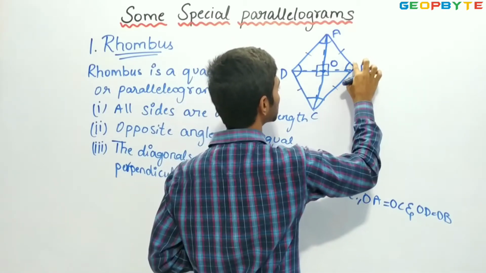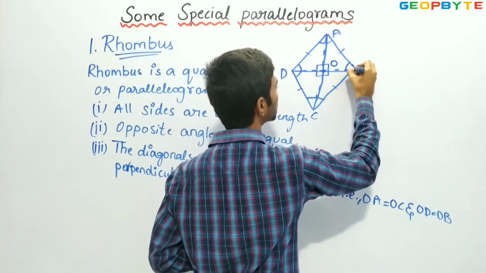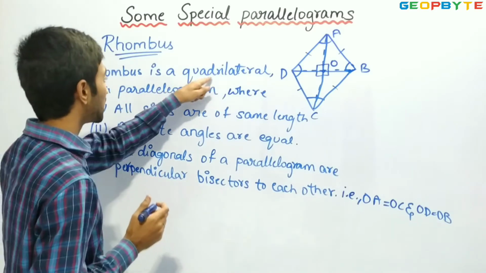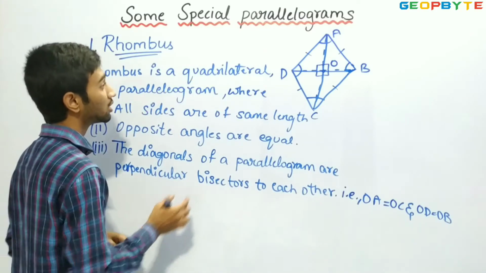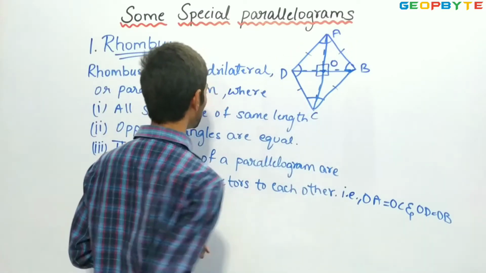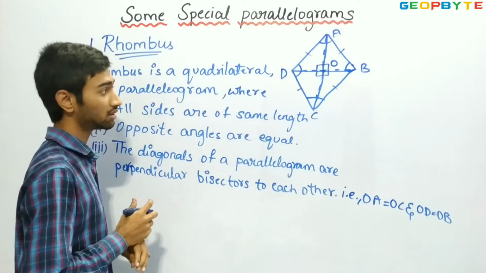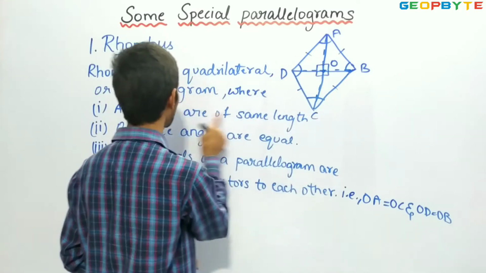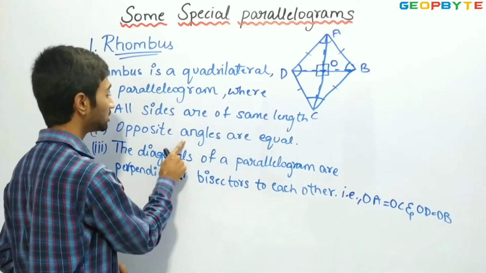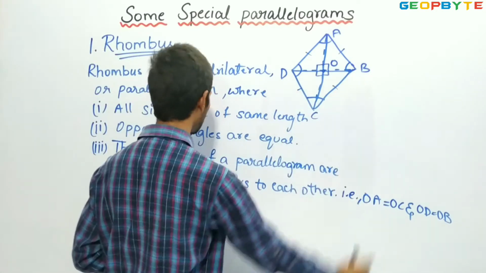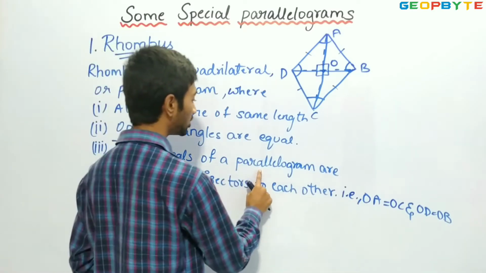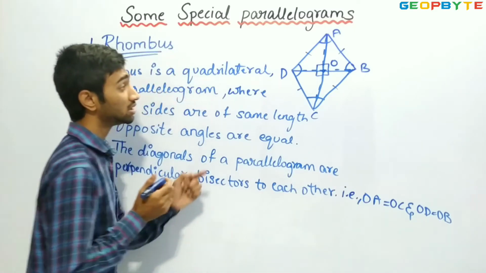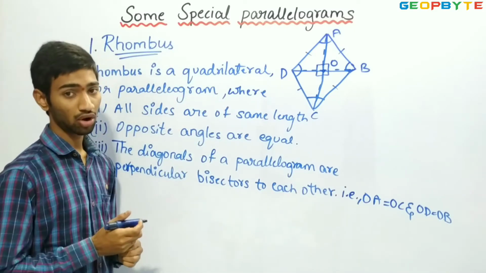And now, a rhombus is a quadrilateral or a parallelogram where all sides are equal. We know that in a parallelogram opposite sides are equal, but in a rhombus all sides are equal. Next, opposite angles are equal. Next, the diagonals are perpendicular bisectors to each other. So this type of quadrilateral is called a rhombus.